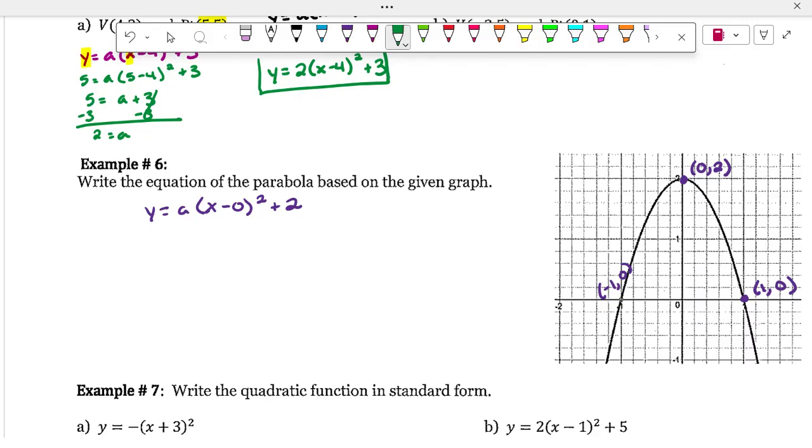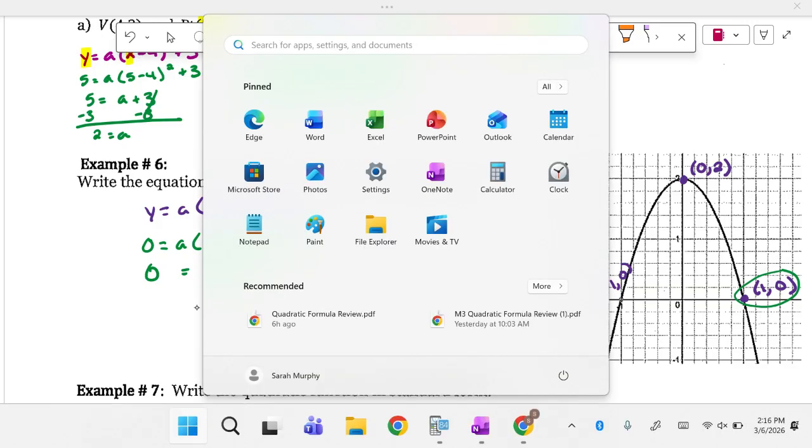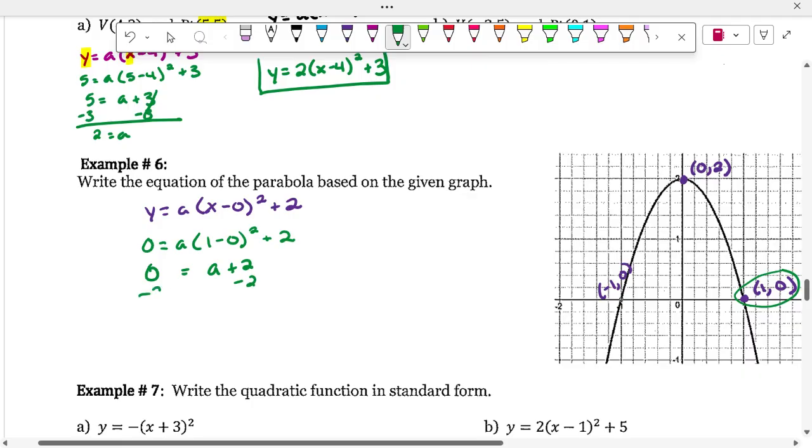But now we're going to use our pretty point, (1, 0), to solve for a. So I'm going to do 0 is equal to a times (1 minus 0) squared plus 2. What's 1 minus 0? 1, squared, 1. a times 1? a. So a plus 2 is equal to 0. How do I solve for a? Subtract the 2. So negative 2 is equal to a.